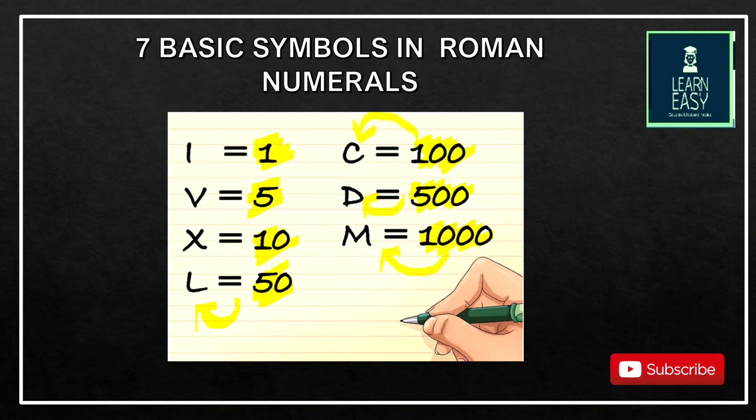I repeat here, I'm going to tell you a small trick on how to learn this. See, there are 7 basic symbols in Roman numerals, and with the help of these we are going to write. 1 is 1 bar, 5 is V, 10 is X, L is 50, C is 100, D is 500, M is 1000. You can write this in your notebooks, or even take a screenshot of this slide.